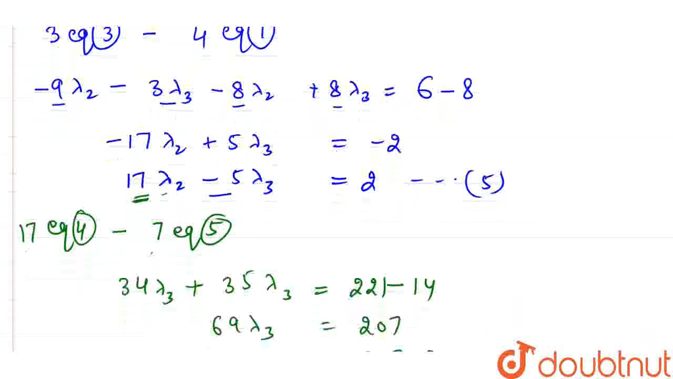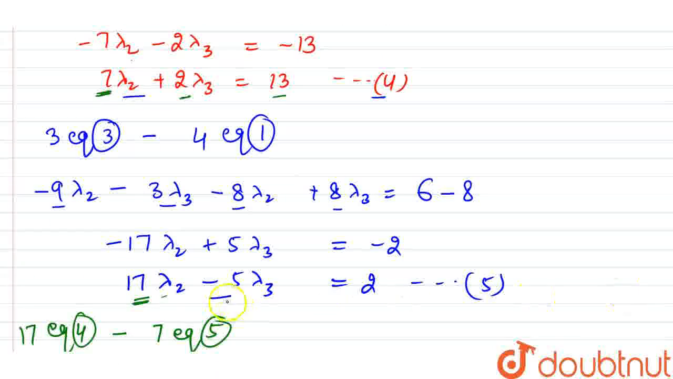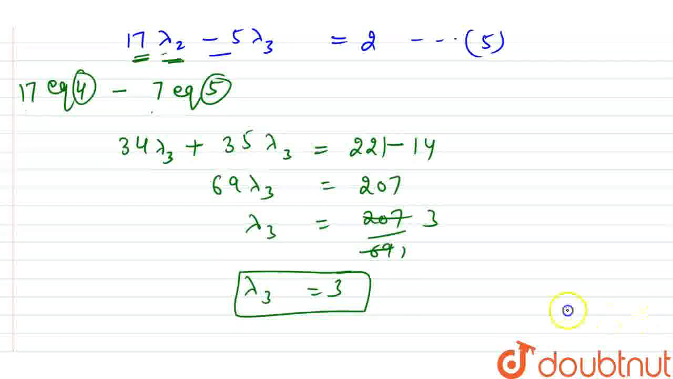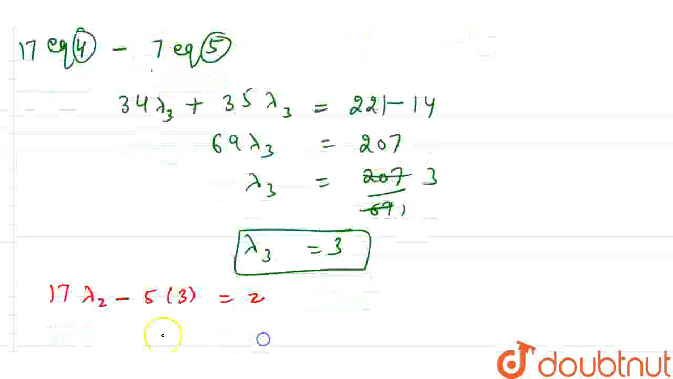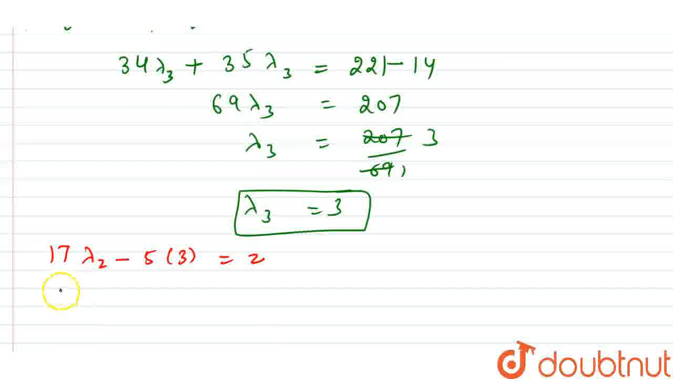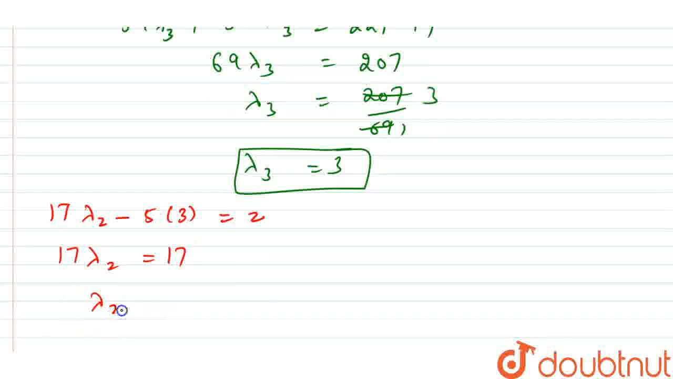Now we have got lambda 3. We can find out lambda 2 from equation number 5 or equation number 4. So let's say we are putting lambda 3 in equation number 5. So this is 17 lambda 2 minus 5 times 3 is equals to 2, and 17 lambda 2 will be 5 times 3, 15 plus 2, 17, and lambda 2 will be plus 1 from here.